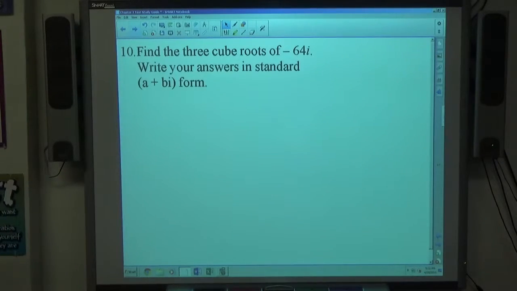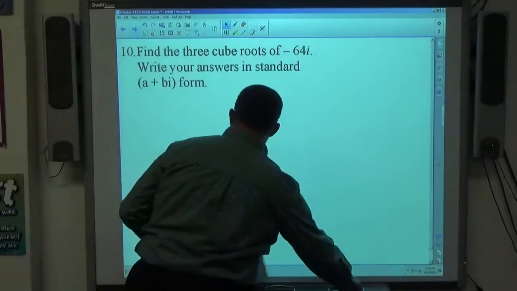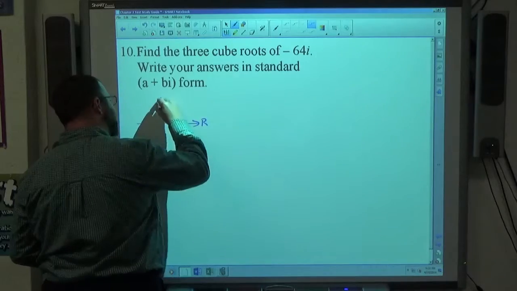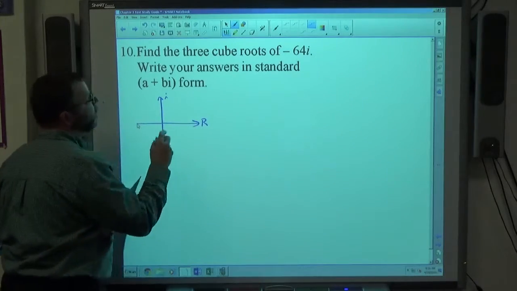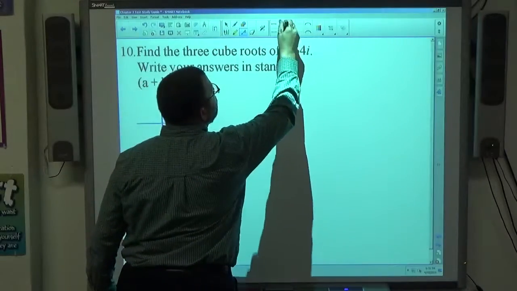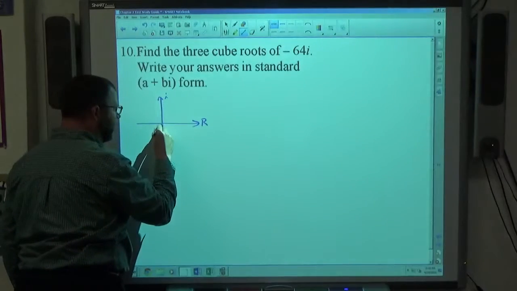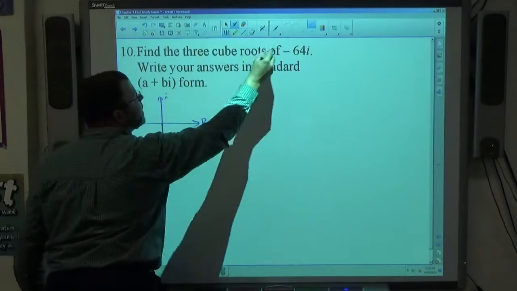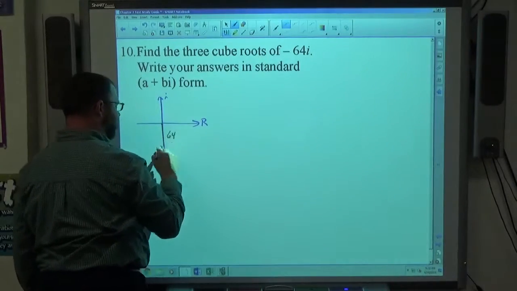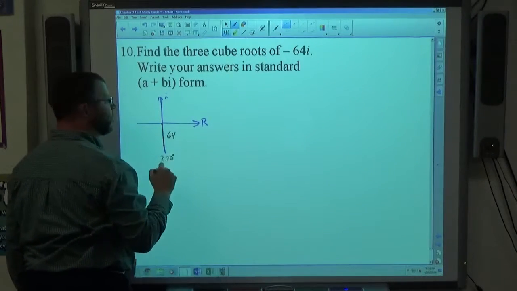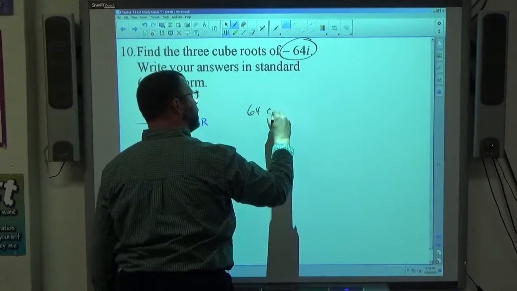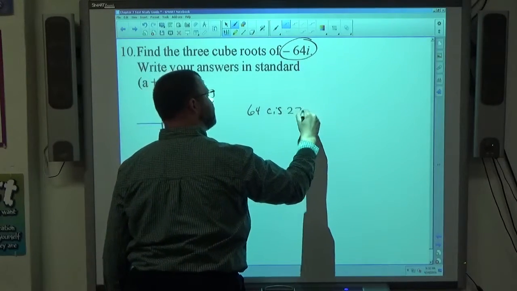Number 10, find the 3 cube roots of negative 64i. If we imagine the real axis and the imaginary axis, negative 64i would be this vector right here, straight down. Its length would be 64. Its angle would be 270 degrees. So this in trigonometric form is 64 CIS 270.